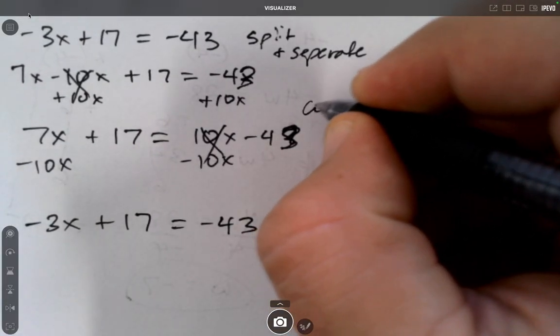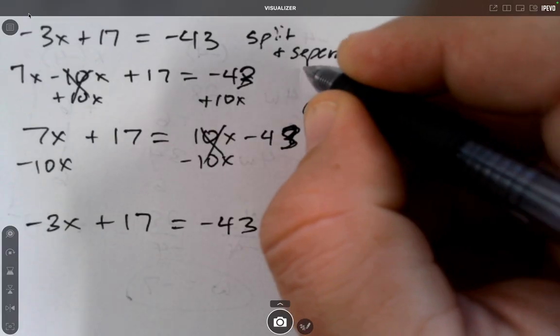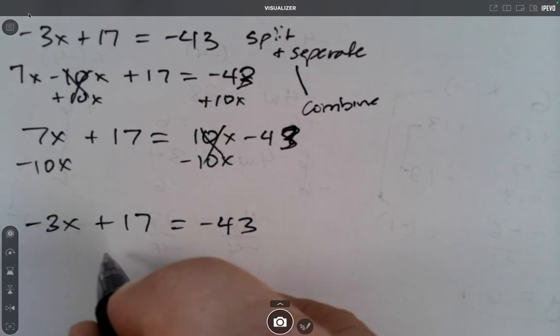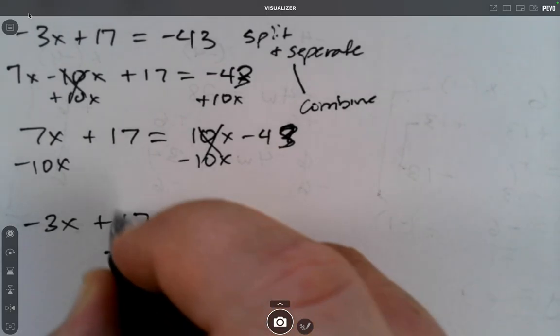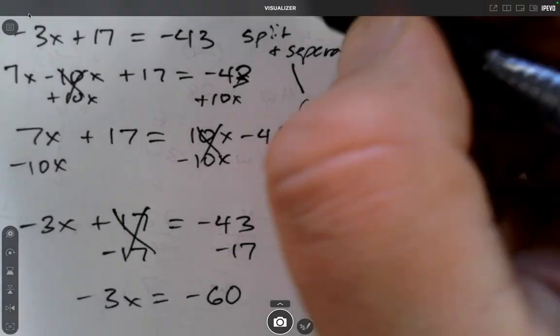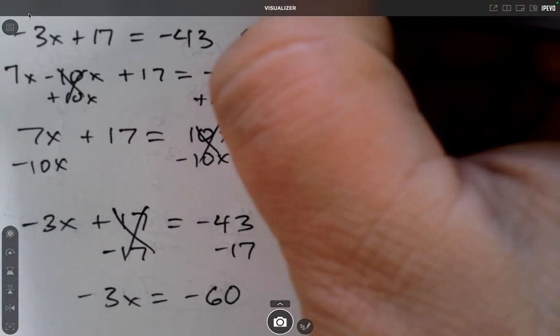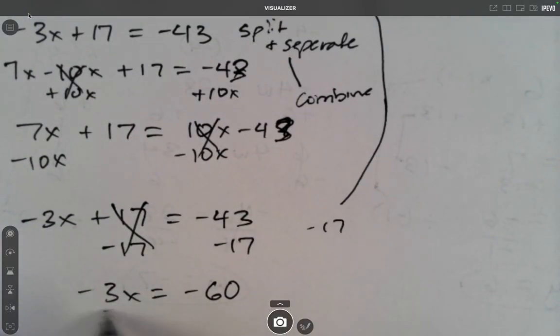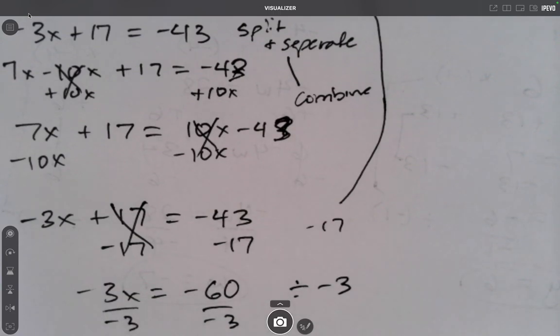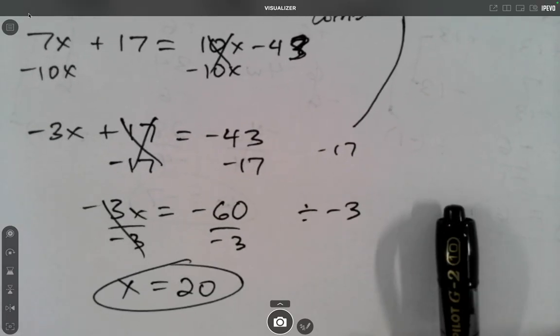So combine. So we got split and separate fixed by combining. Now we'll subtract 17 from both sides. So we subtracted 17 as a parallel to adding 17. Our last step is to divide by negative 3. So that gives us the answer, x equals 20.